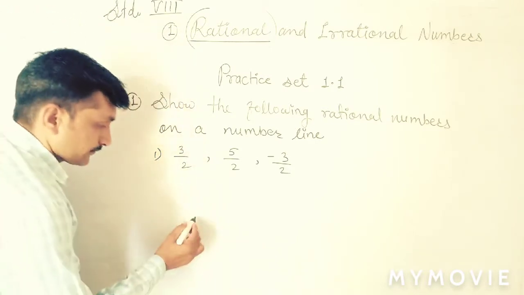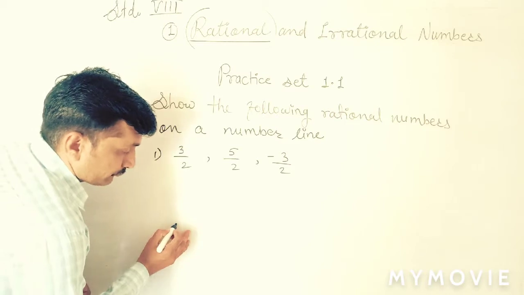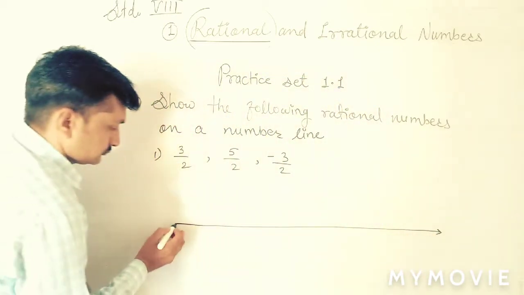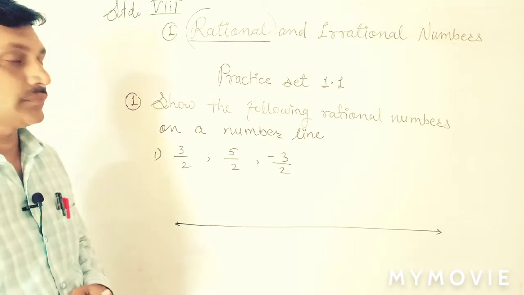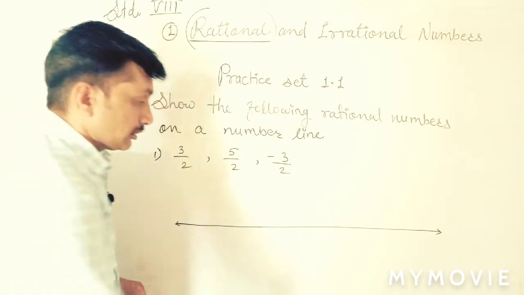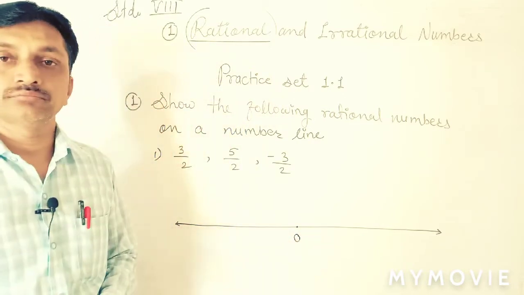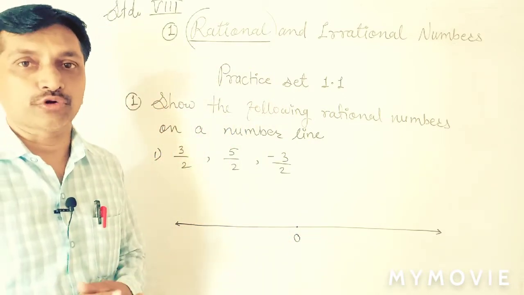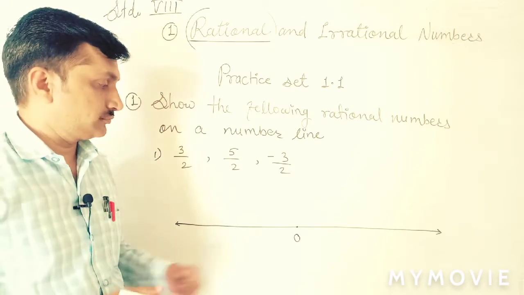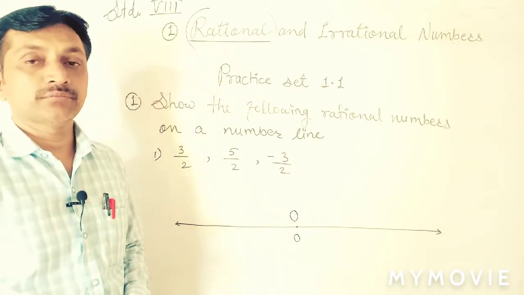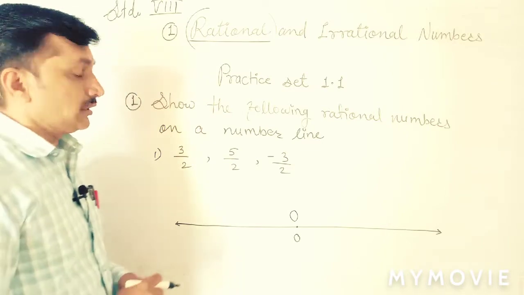Now see here what you have to do. First of all, I draw a number line. The number line is drawn. At the center I take 0. I use the letter O for that. That is the origin of the number line. 0 and here O. Okay, that is the origin of the number line.